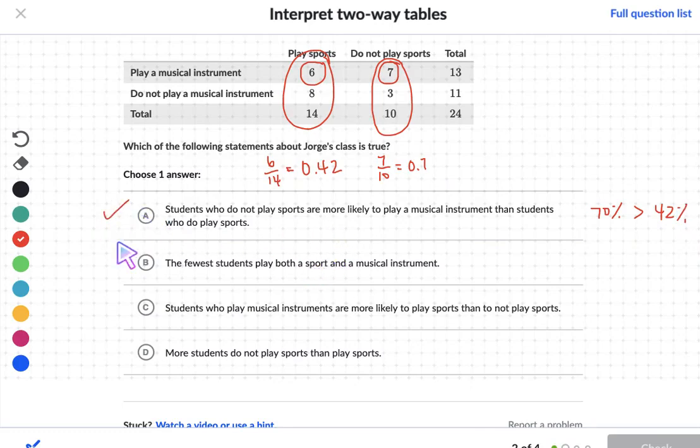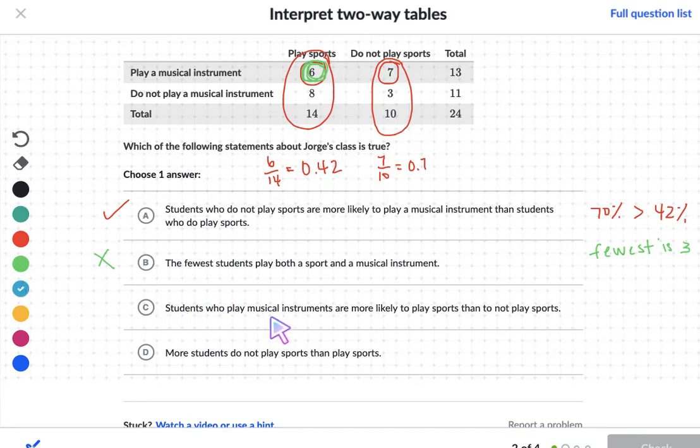Okay, next one. The fewest students play both a sport and a musical instrument. Play both a sport and a musical instrument. The fewest students. That doesn't make any sense because the fewest would be 3. So that doesn't make sense. No, the fewest is 3. This one right here is talking about just the frequency because fewest means the number, the fewest number of students. So we're just looking at 3.